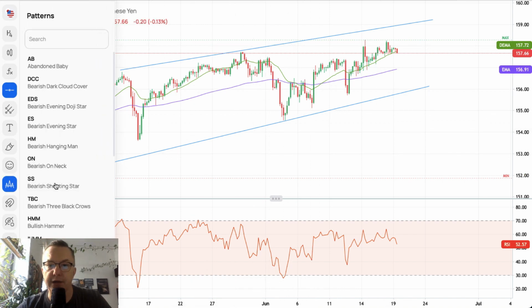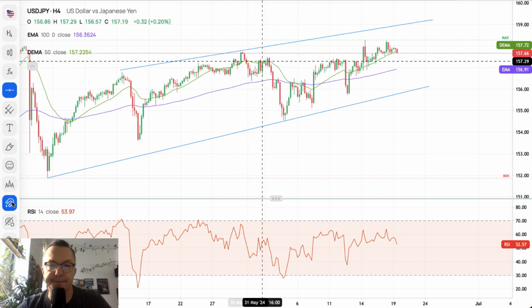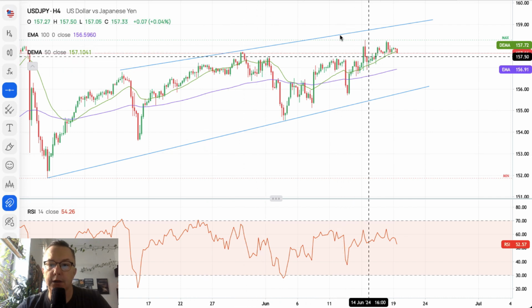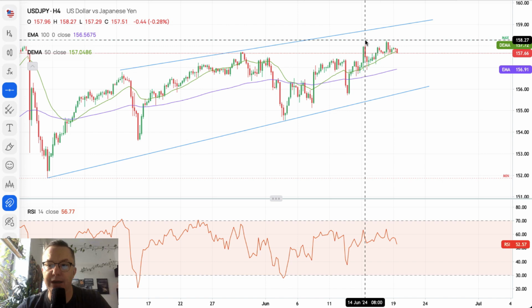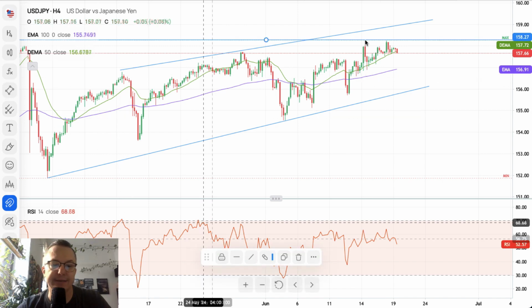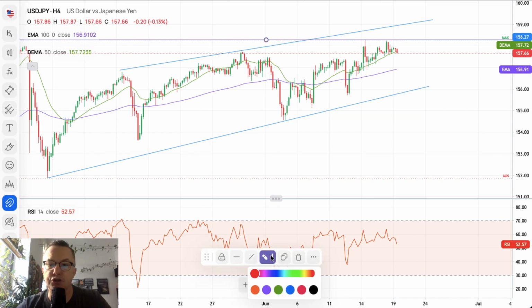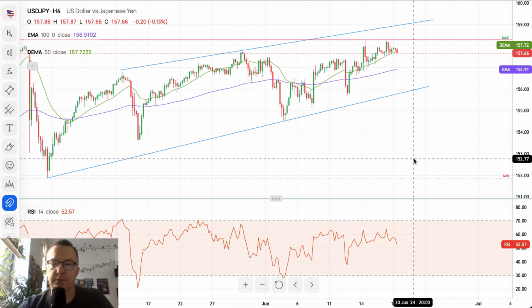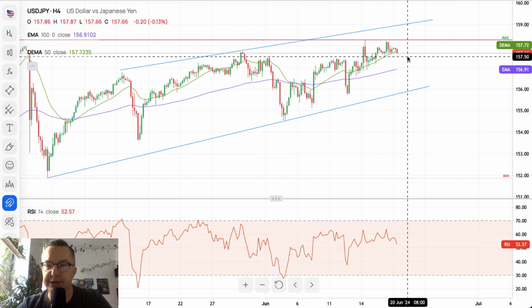The local, let's say, high here was made at the level of 158.27, and since then the market is trying to move higher, but it was rejected already twice.